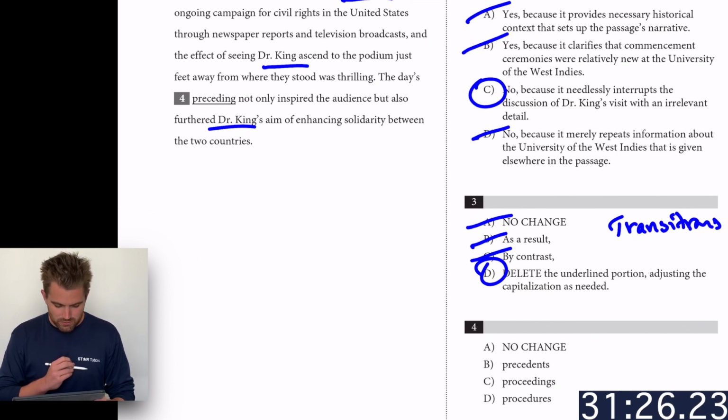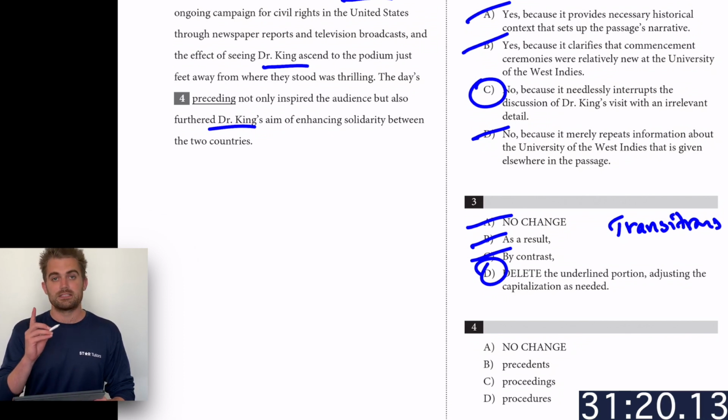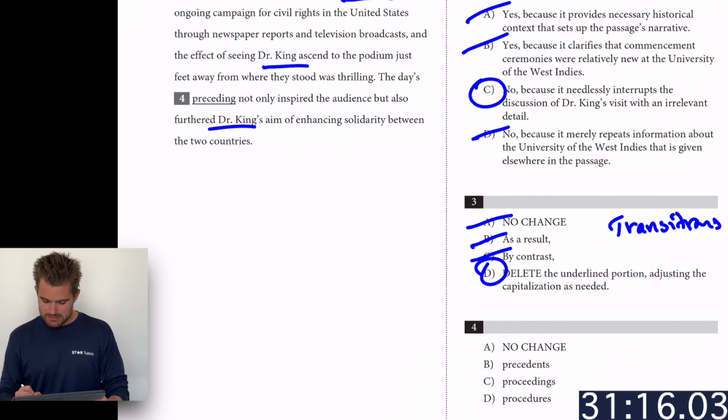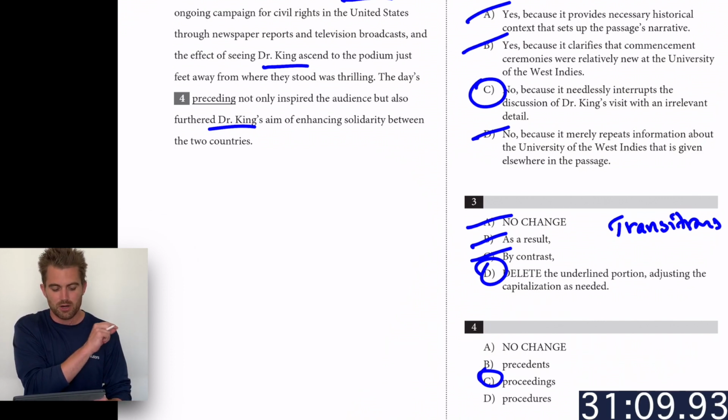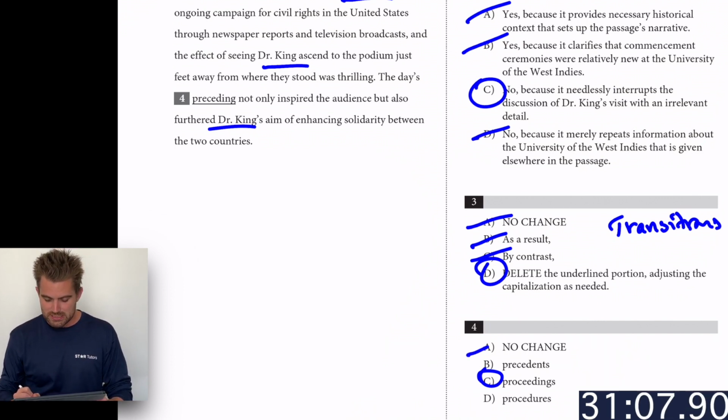Let's see. The podium just a few feet away where they stood was thrilling. The days preceding, not only inspiring. So this "preceding," it's supposed to be the proceedings. Be really careful, guys, because preceding is the "preceding" word or sentence, preceding with PRE, as it's written in "no change."